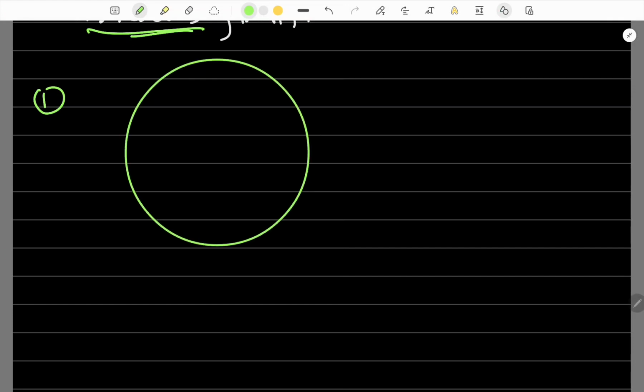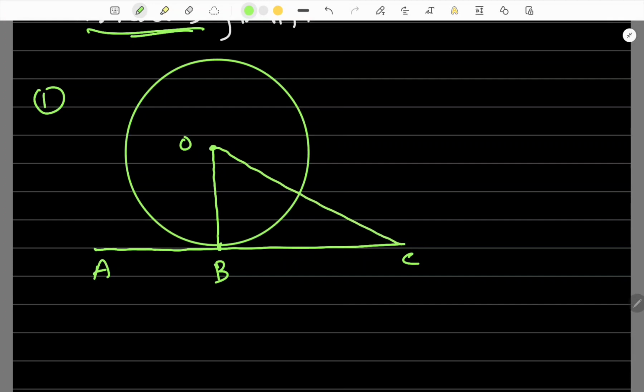So let's say this line is a tangent and the point of contact is this. Let's call this point B. So ABC is a tangent and this is the center of the circle. You draw a radius to the point of contact and you join this point O with this point. So this makes it a triangle.